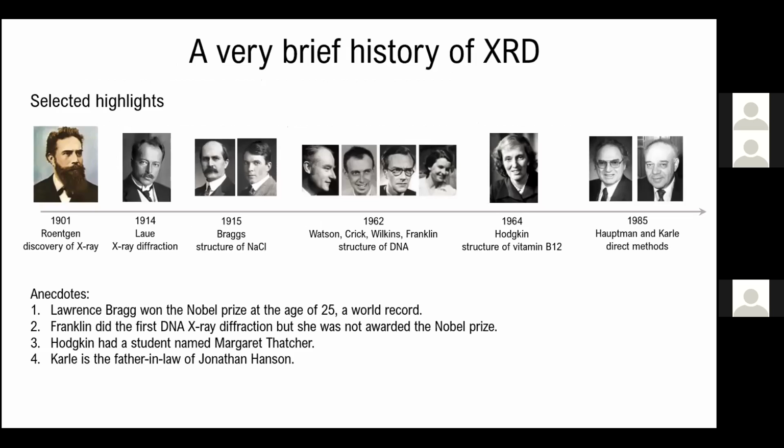This is a slide I showed last time, just a brief history with some anecdotes. Especially, I mentioned we have a remote connection with some big figures. John Hansen, who used to be in Jose's group in the chemistry building, is the son-in-law of Nobel laureate Hauptmann, who in 1985 developed the direct method for solving structures from powder diffraction, which was a real breakthrough at the time. You can see from these figures, many of which you are very familiar with, the importance of X-ray diffraction in advancing science and helping us know things from DNA to vitamin B12.